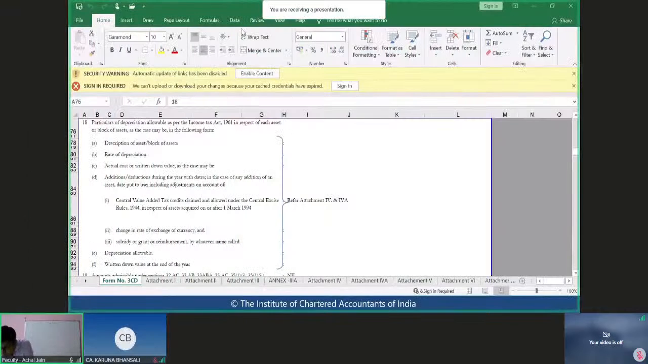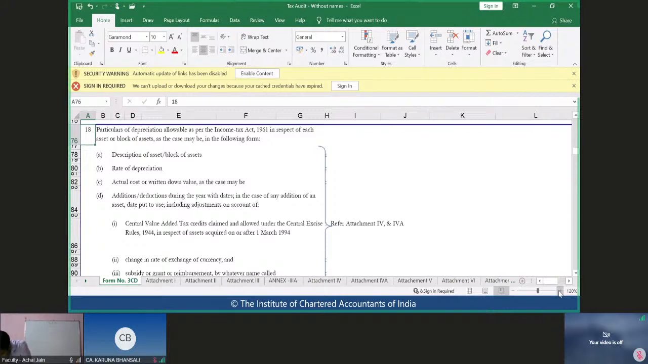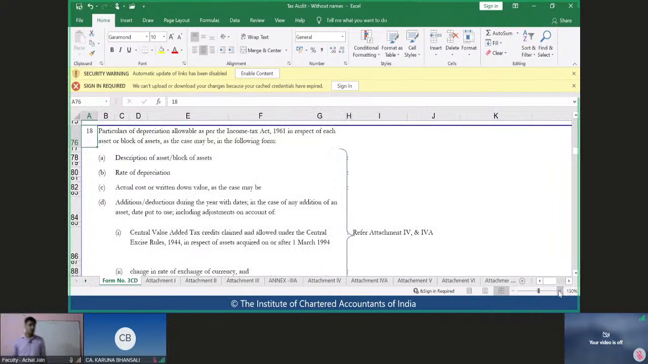In the morning, we did not discuss clause number 18. So let's move on to clause number 18 now. Particulars of depreciation allowable as per the Income Tax Act in respect of each asset or block of assets in the following form. So the particulars are required to be furnished in the following manner.